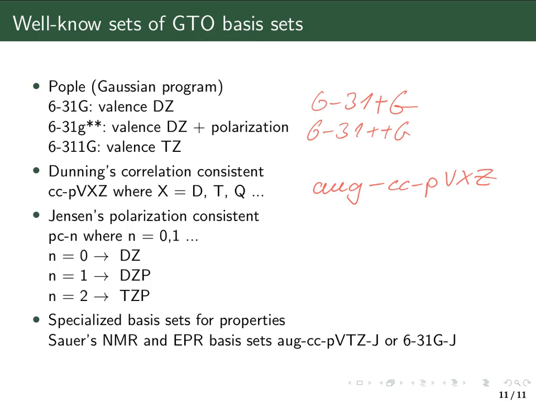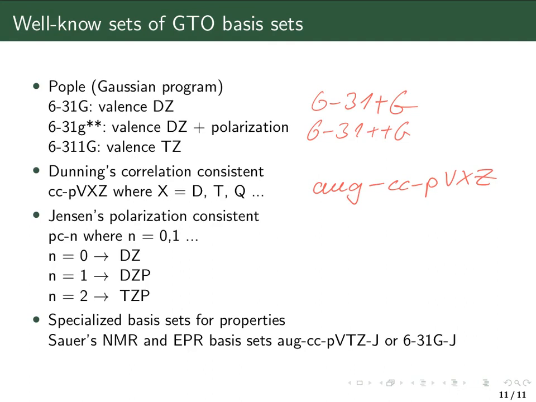As a consequence of that, that you get many more polarization functions, and also diffuse functions of all types, these Dunning correlation consistent basis sets are much larger than Pople's basis sets.